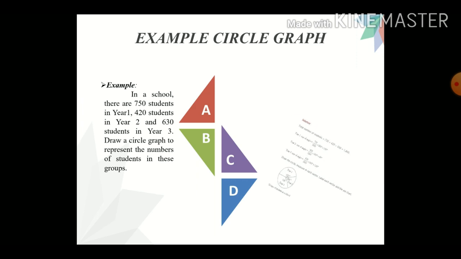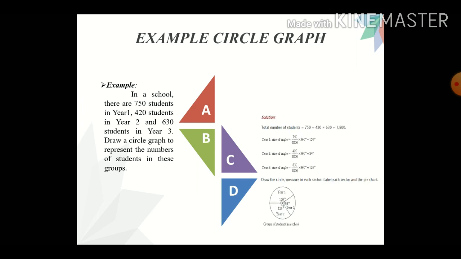Example, circle graph. In a school, there are 750 students in year 1, 420 in year 2, and 630 students in year 3. Draw a circle graph to represent the number of students in this group.